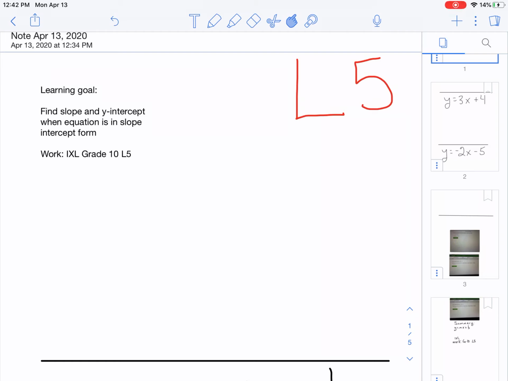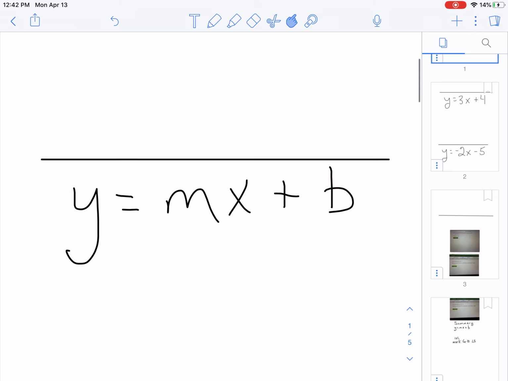Today you'll find a slope and y-intercept when the equation is in slope-intercept form. The work is IXL, grade 10, L5.